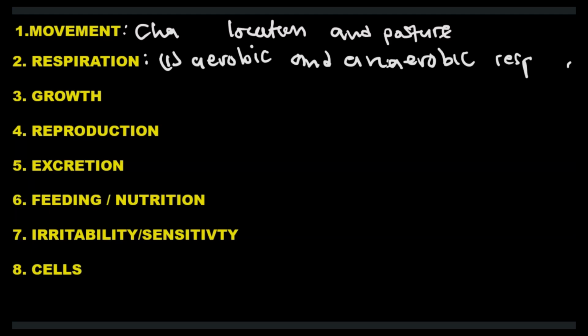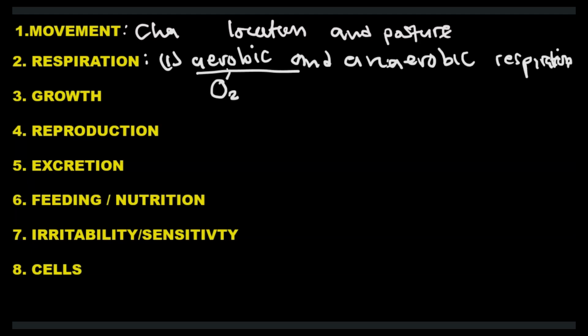Respiration. So we have two types of respiration: aerobic and anaerobic respiration. Now, what happens in aerobic respiration? Since we are looking at the release of energy from the food substance, aerobic respiration is the release of energy from the food substance in the presence of oxygen.